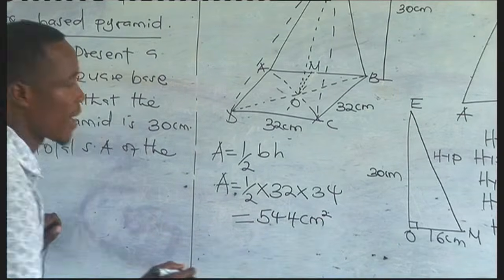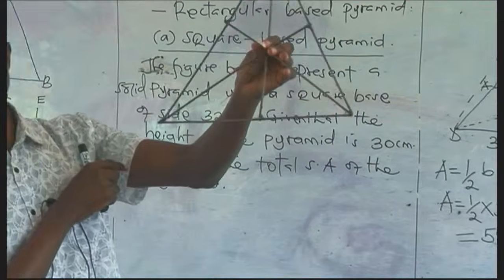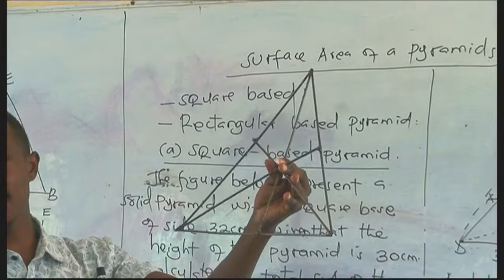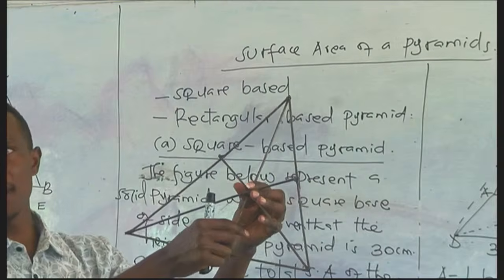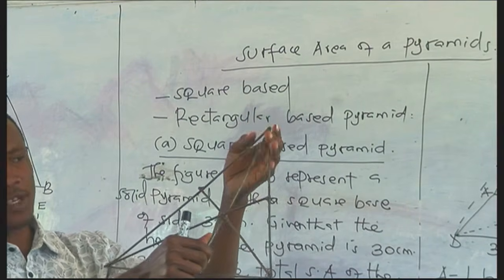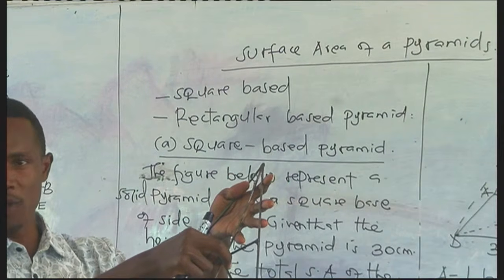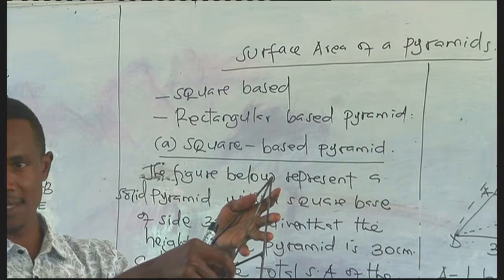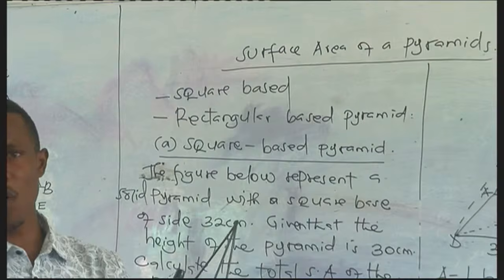544 square centimeters. Now, learners, whatever we have obtained is the area of this one side. And as I said earlier, this is a square-based pyramid, and all the faces are equal. So once we obtain one face, we only multiply by 4. We shall have obtained all the 4 faces. Thereafter, we now add the base, which is a square.